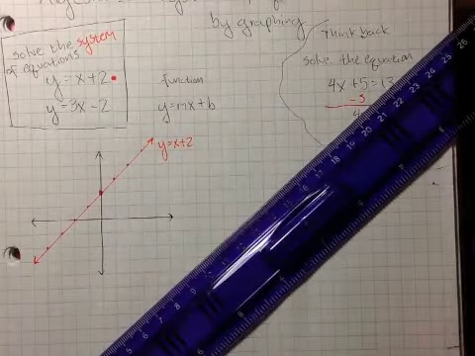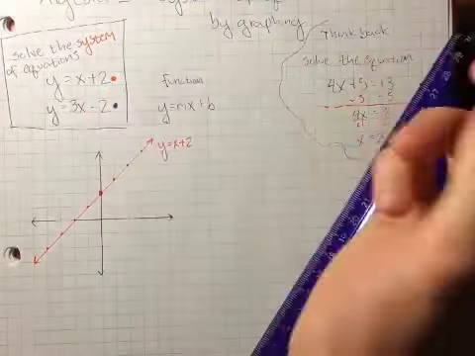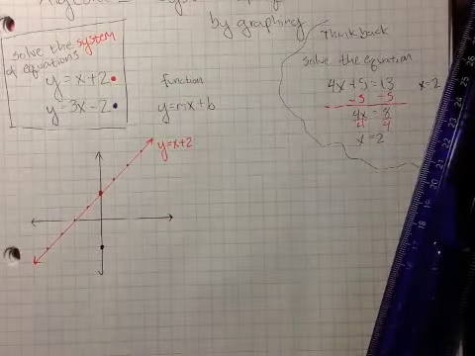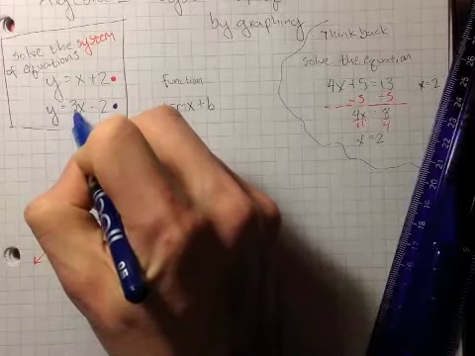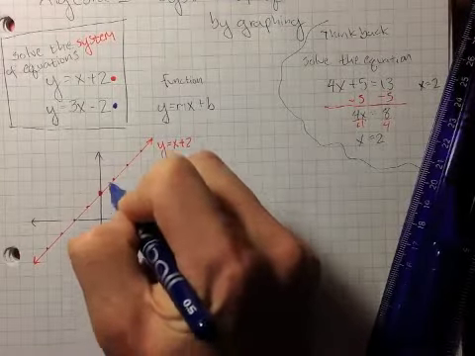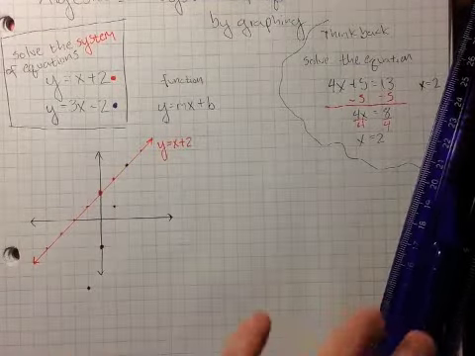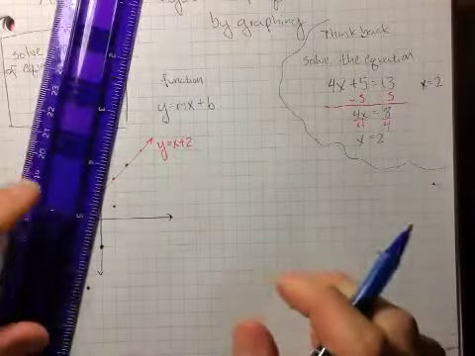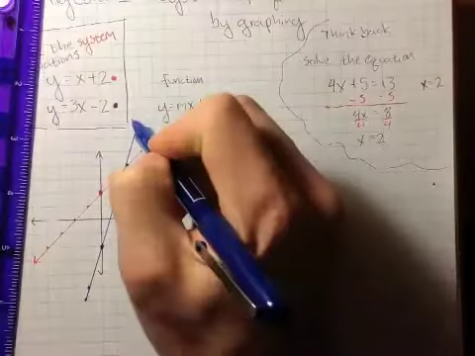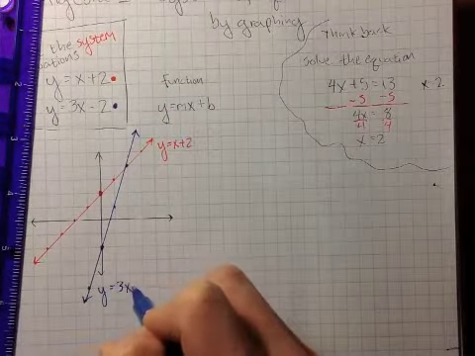Now I'm going to graph the second equation. The y-intercept is negative 2. The slope is 3, which means rise 3, run 1. Rise 3, run 1. I'm going to go backwards as well. I'm going to connect these bad boys with a line. Ta-da! y equals 3x minus 2.